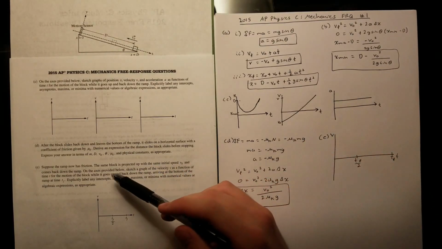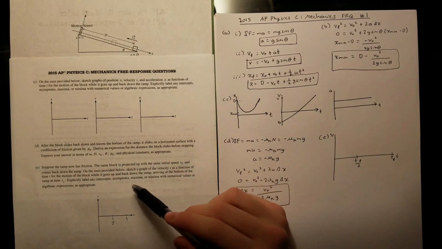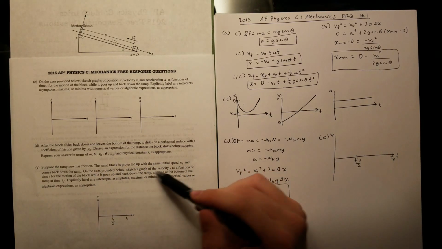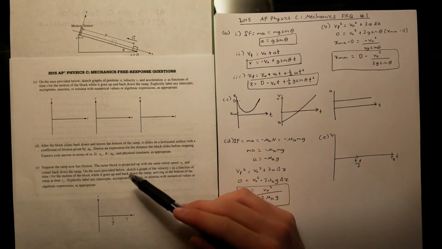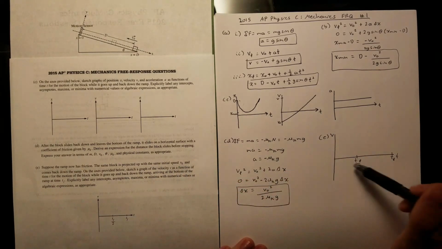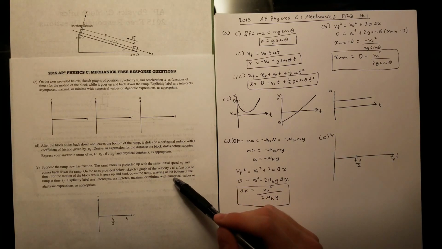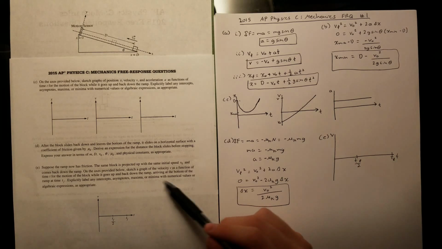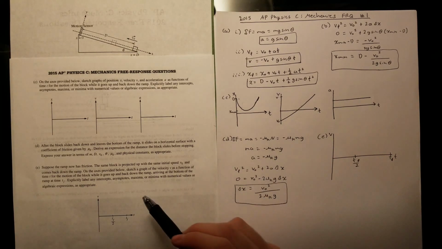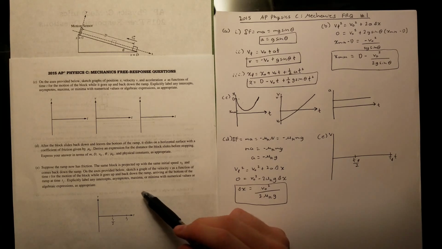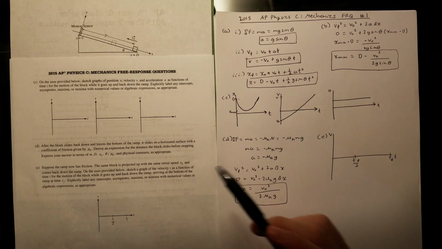So for part E here, it says that the ramp now has friction. Same block is projected up with the same initial speed. It comes back down the ramp. So on the axis here, they want us to sketch a graph of the velocity while it goes up and back down the ramp, and it arrives at the bottom of the ramp at t final. And it wants us to label any intercepts, asymptotes, maxima, or minima with numerical values or algebraic expressions.